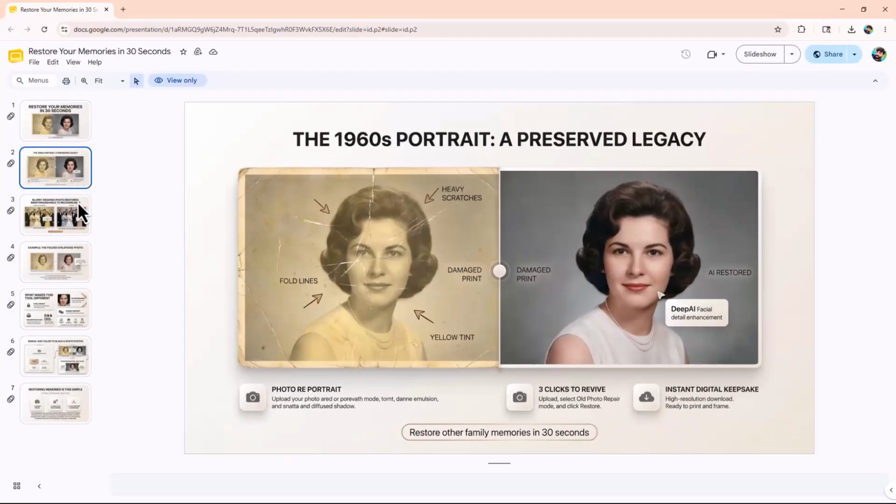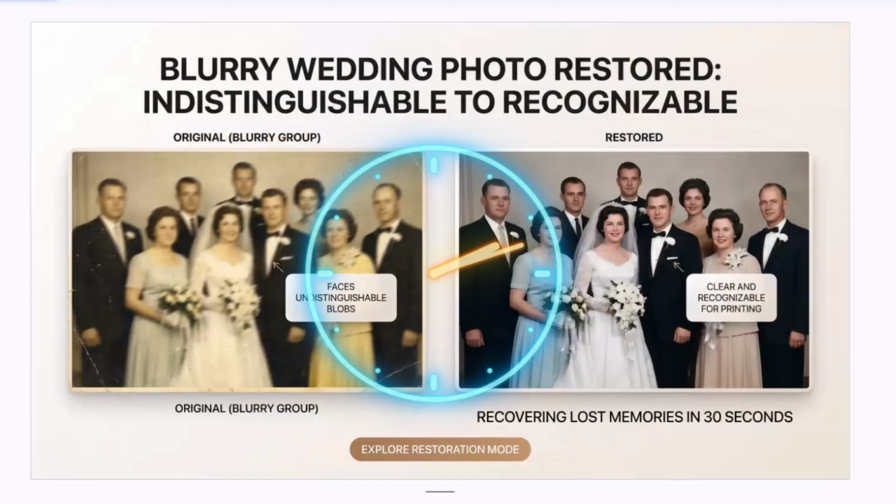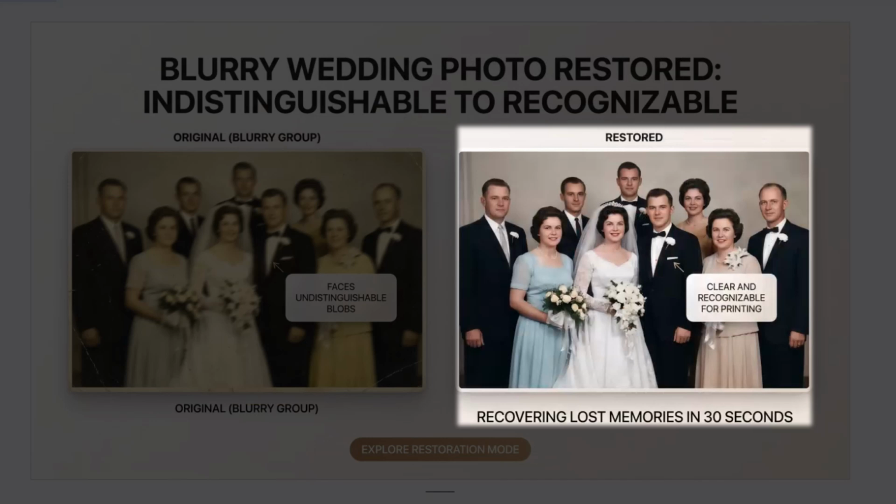Now the second one, the blurry wedding group photo. This one is harder because the blur is across the whole image and the faces are soft. Same 3 clicks. Upload, Old Photo Repair, Restore. 30 seconds. The faces come back. Not studio quality, but recognizable enough to print and put on a wall. For a photo that was basically unusable, that is the difference between throwing it away and keeping it forever.